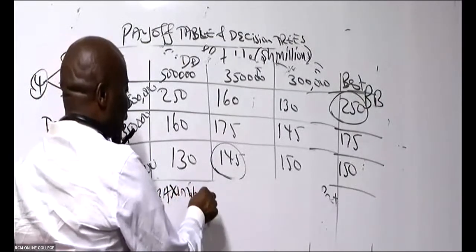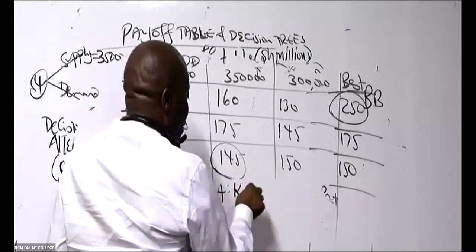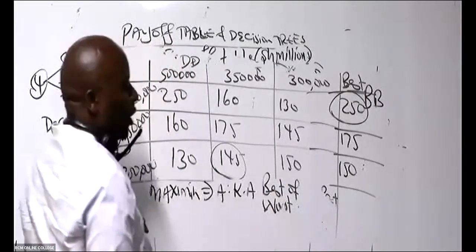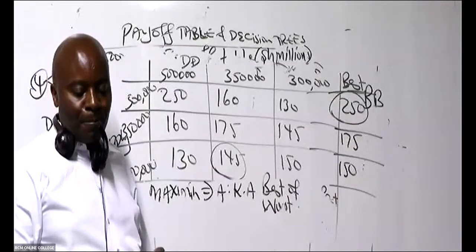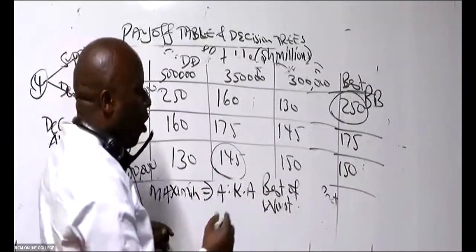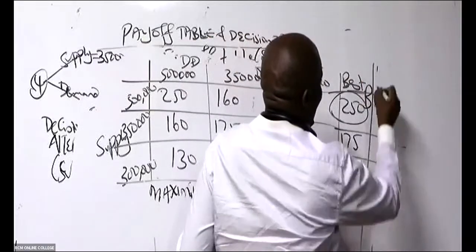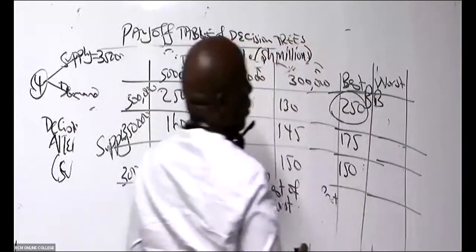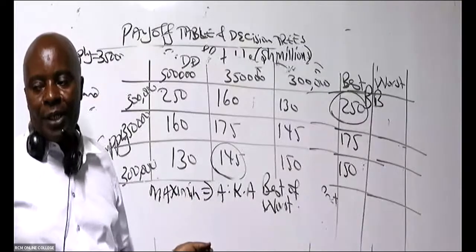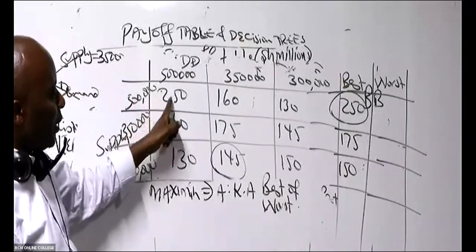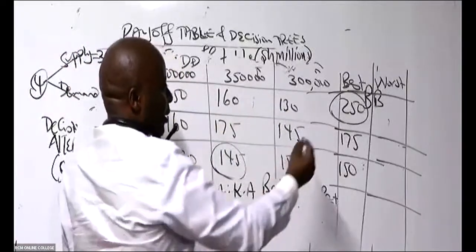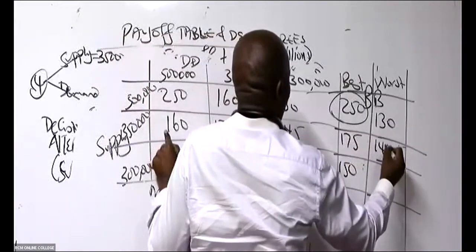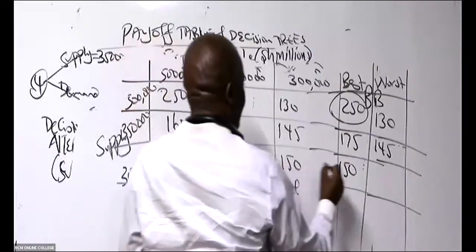So max mini is also known as best of the worst. So you create a column of worsts here. Don't drab this. You simply create a column of worsts. The worst profit. So in this case here, the very worst is which one here, somebody? 130. And then we have the second one here. The very worst is 145. The very worst one here is 130.